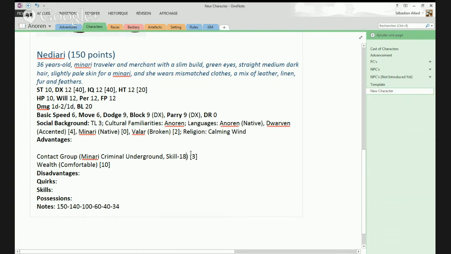Frequency of appearance. This thing in GURPS comes all the time. It's on page 36. Every advantage can have a frequency of appearance. So, for example, if a player would play this character and would suddenly need to contact the Minari criminal underground, I would ask this player to roll a frequency of appearance to see if this contact group is available. So by default, it's a 9 or less.